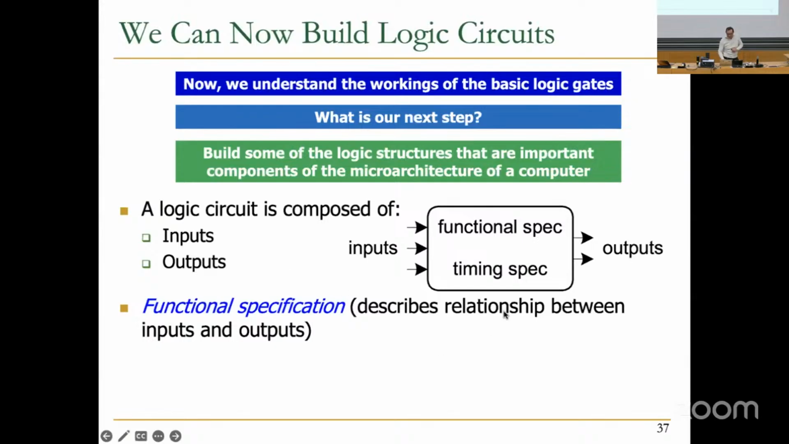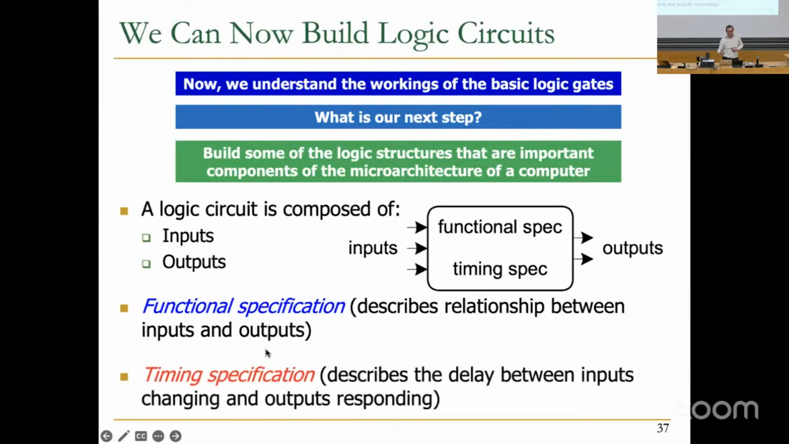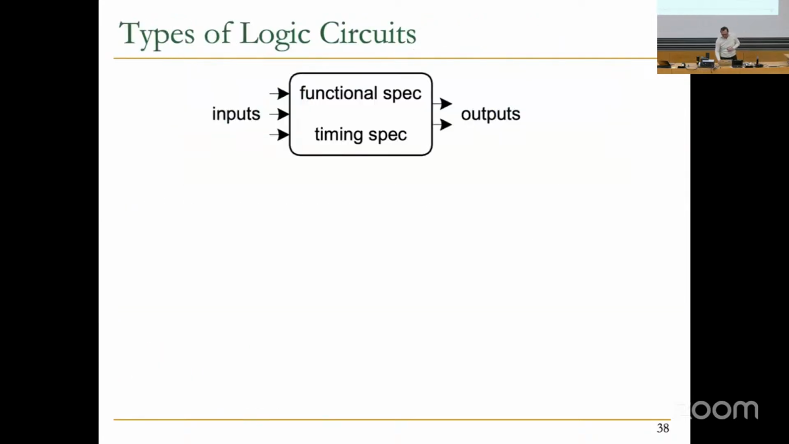So functional specification describes the relationship between inputs and outputs. Timing specification describes the delay between inputs changing and outputs responding to them. We're going to have a special lecture on timing, which is important, and that's going to be the only lower level lecture that we will have. Today, we're going to be functional. So there are two types of logic circuits. One is combinational logic, the other is sequential.